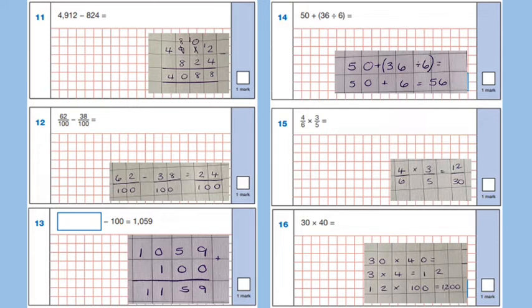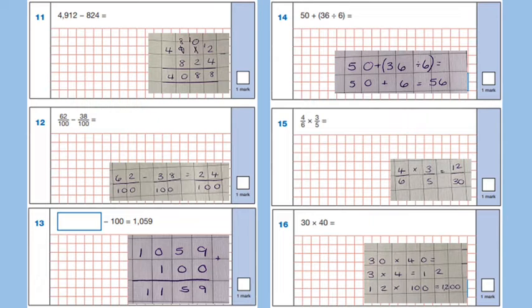1159. Number 14, this is a BIDMAS or BODMAS question, so order of operations. You have got 50 plus, and then in brackets, 36 divided by 6. So in order of operations, the first one is B, which is brackets, and within our brackets, it's 36 divided by 6. Well, I know 6 sixes are 36, so 36 divided by 6 is 6. Then what I have to do is what's left over in my method, which is 50 plus the 6 that I've just found out, which gives us the answer 56.